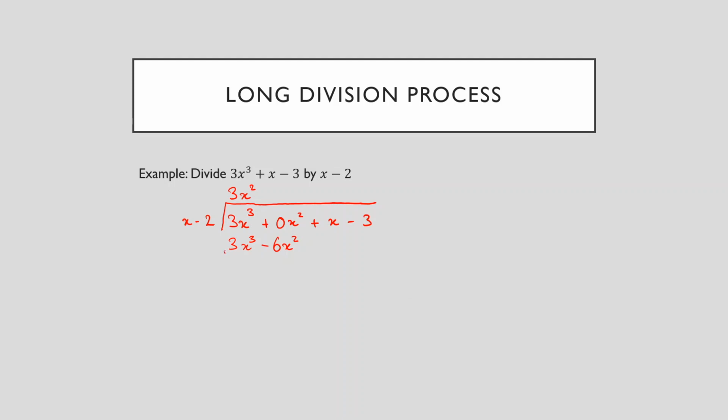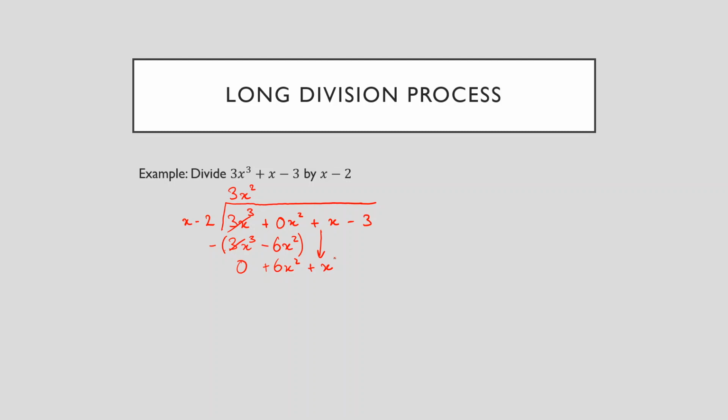Next step, subtract. So we're going to subtract those terms we just wrote down from the terms just above them. 3x cubed minus 3x cubed is 0. That should always be 0. The next one, though, probably won't be 0. So we get 0x squared minus negative 6x squared. Minus negative 6x squared is like plus 6x squared, so we get plus 6x squared. And the fourth step is bring down, so we bring down the next term, which is plus x.